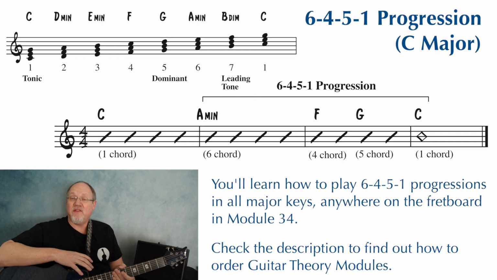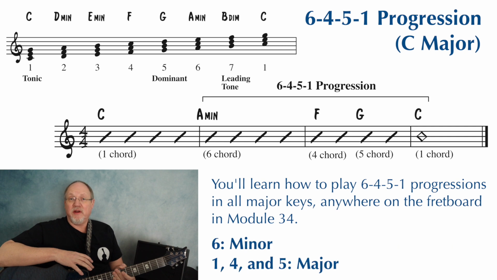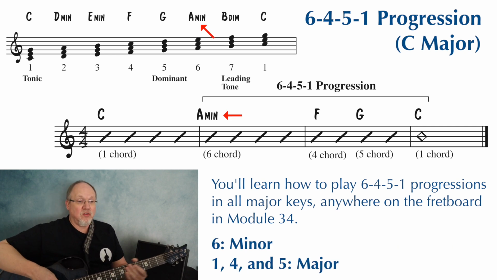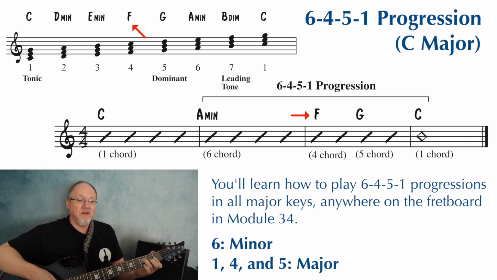The 6-4-5-1 progression includes the 6 chord, moving to the 4 chord, moving to the 5 chord, which is your dominant, moving to the 1 chord, which is your tonic. So if you were to play 6-4-5-1 in the key of C major, your 6 chord would be A minor, your 4 chord would be F, your 5 chord would be G, and your 1 chord would be C.